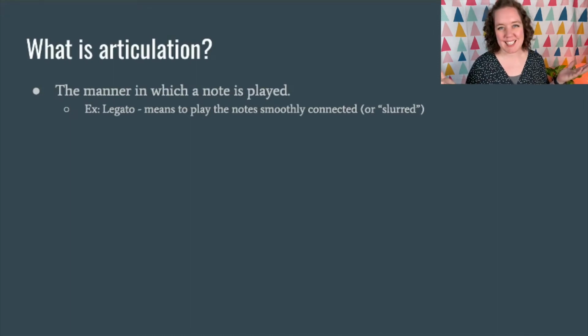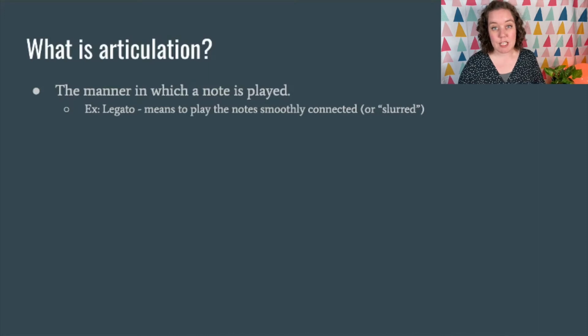Today we're talking about articulation and road signs, which brings us to our first question. What is articulation? Well, articulation is the manner in which a note is played. So before today, we've talked about how notes can be loud and soft and the symbols we use for those, how to play notes fast and slow and the symbols that we use for those in tempo markings. And then today we're going to talk about how to specifically play that note.